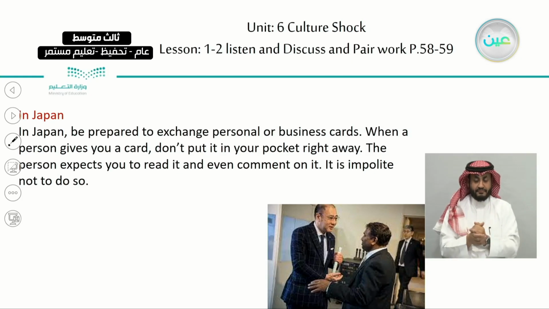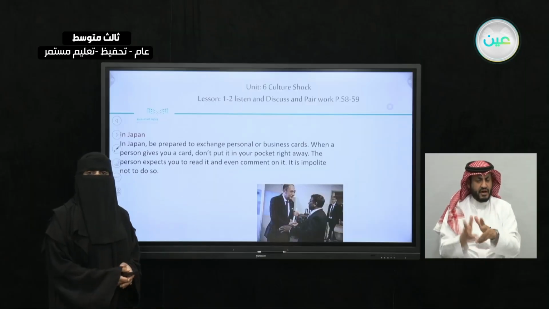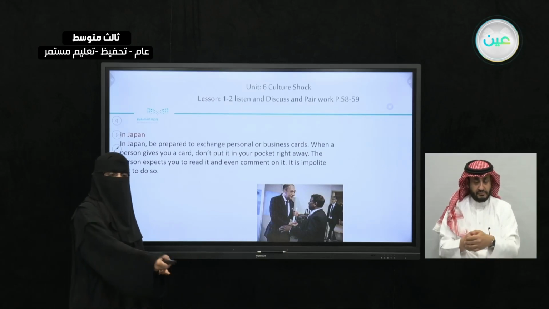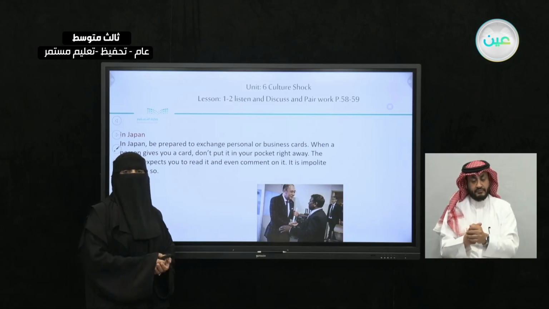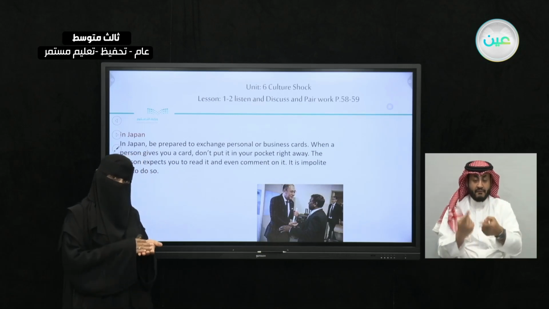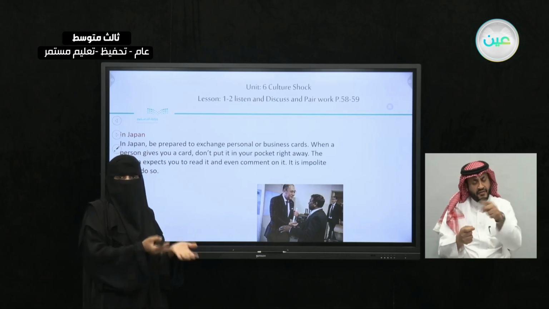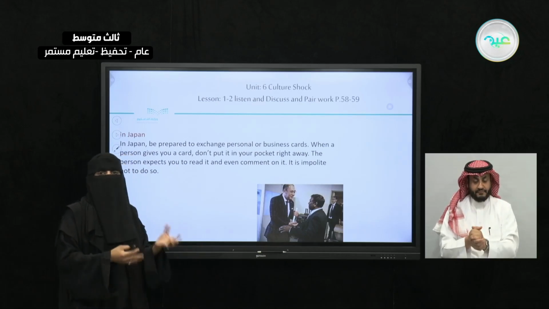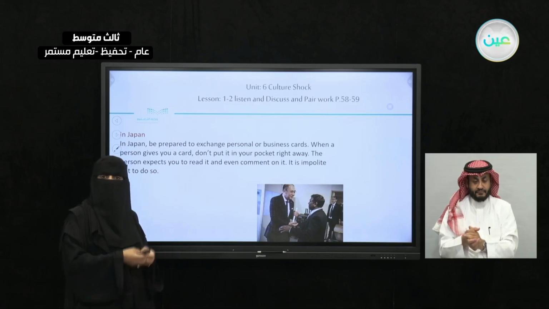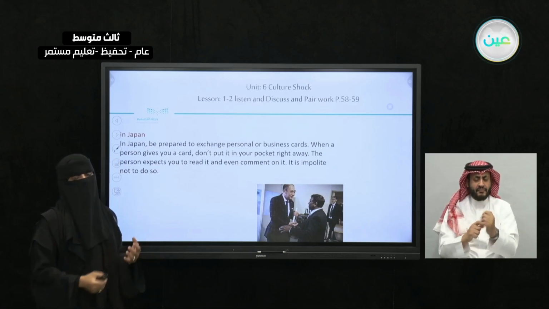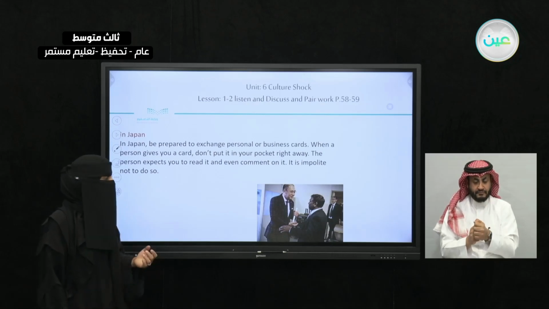Okay, they mentioned something: when you're doing business in Japan and the person gives you a business card, it's impolite to put it in your pocket. You should read it and comment on it if you have a comment. It's a really good card, it's nice, I like the font, anything, comment on the card. This is something considered polite in Japan.